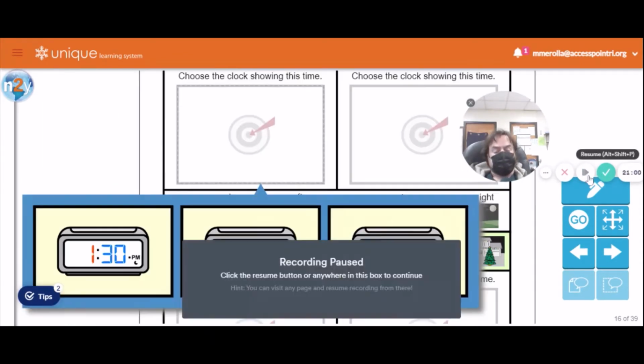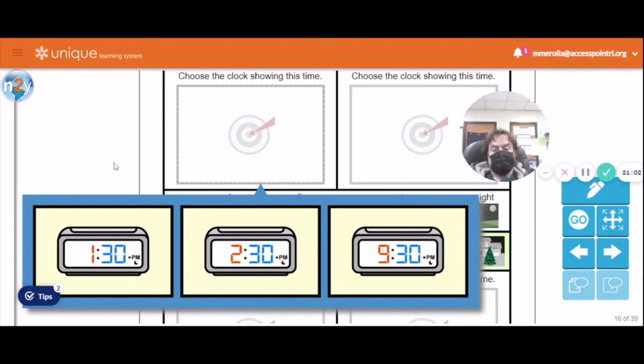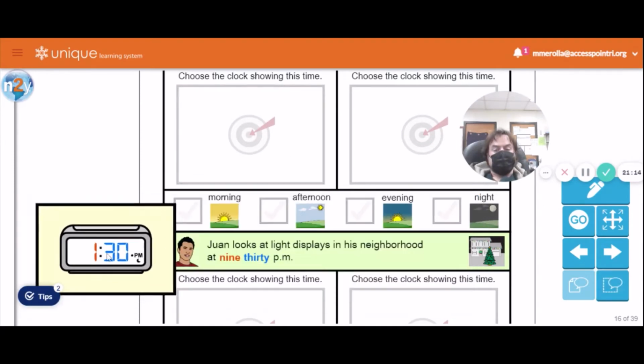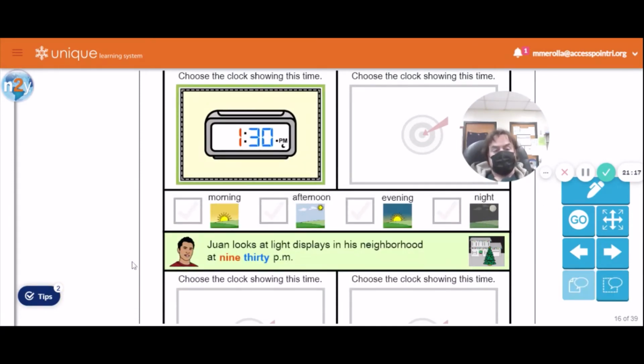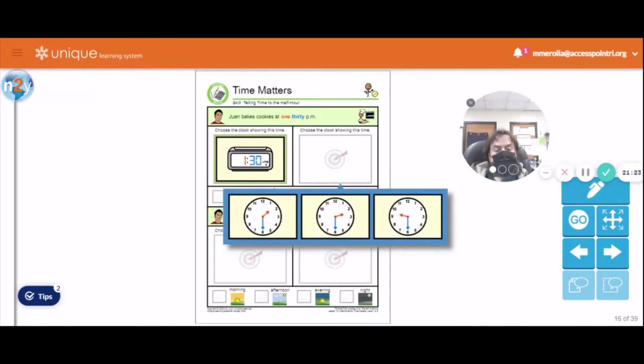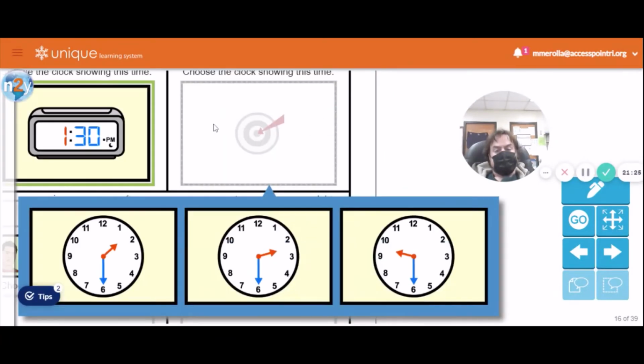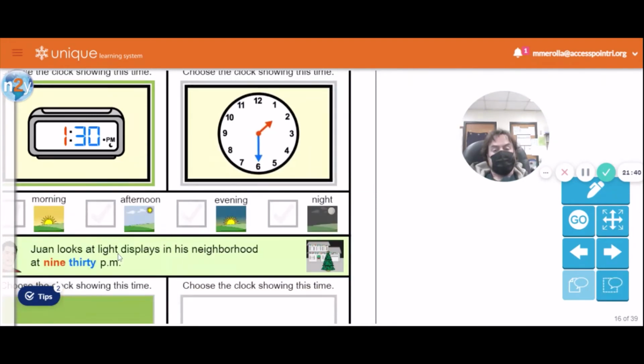Let's see what we have. All right, which clock says 1:30? Is it this one? This one? Is it this one? You're right, it's this one. Which analog clock shows 1:30 p.m.? Is it this one? Is it this one? Is it this one? Which one of these clocks shows 1:30 p.m.? If you said this one, you are correct.